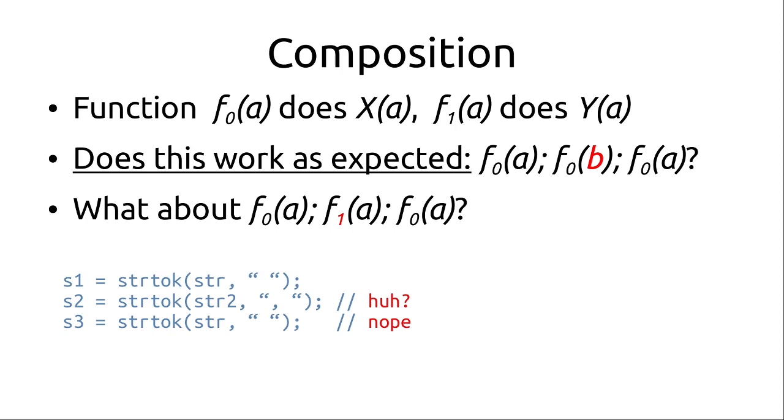Then if we were to have a single function f0 called with a, b, and a as arguments, does it do that corresponding x(a), x(b), x(a) that we would expect? As we put these together one after the other, does the specification still hold? Furthermore, if you look at the second example, we go from f0 to f1. Can we mix these functions within the API in a predictable way where they still accord to their specifications? And for a very good example of where this doesn't hold, let's look at strtok.